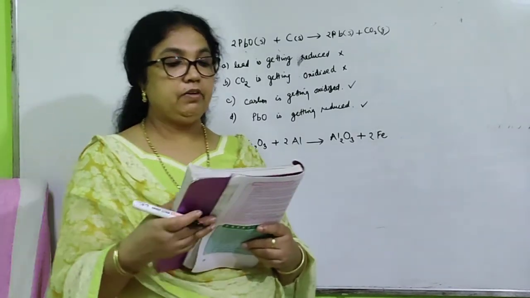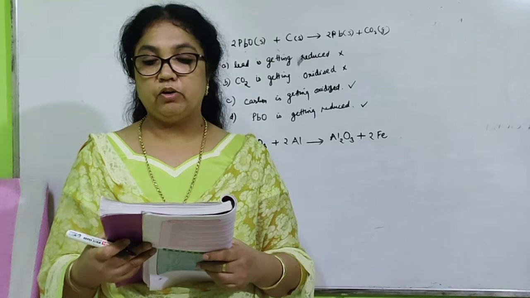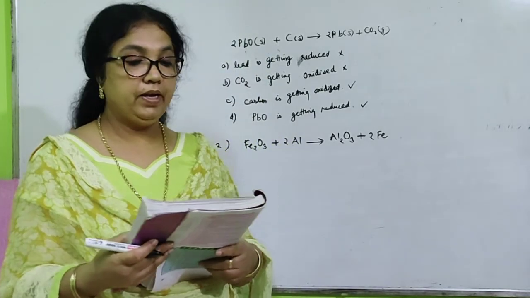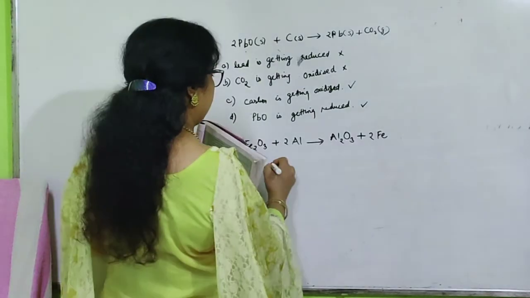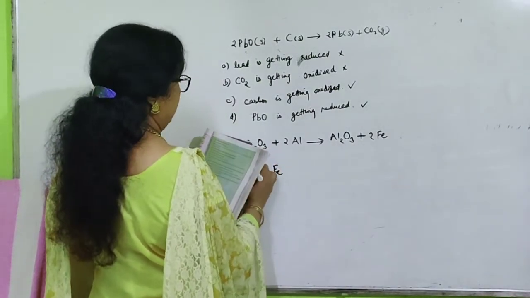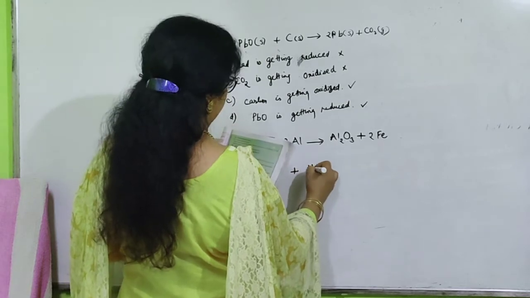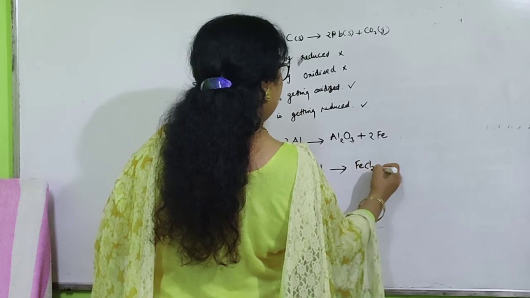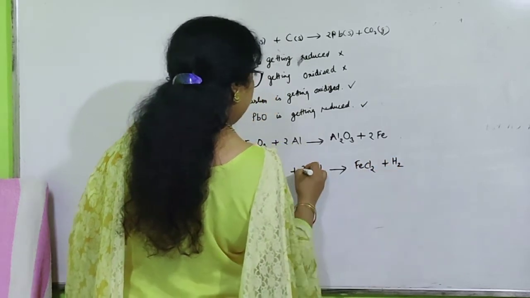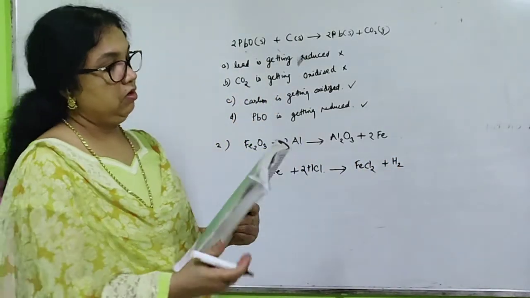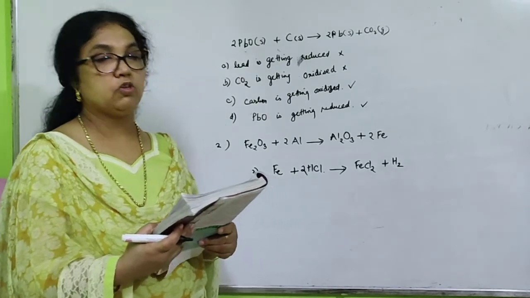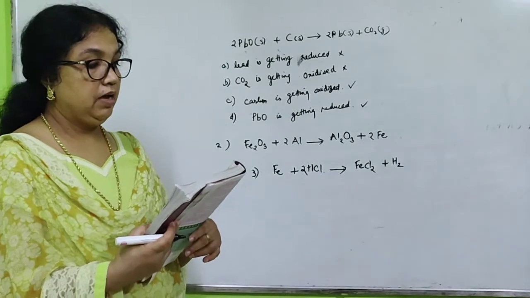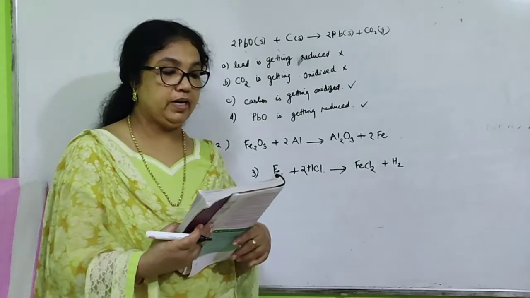Now the third one: what happens when dilute hydrochloric acid is added to iron filings? Fe plus HCl. What is forming? FeCl2 plus hydrogen. So hydrogen gas and iron chloride are produced. That is the reaction, so what is the answer? The first option: hydrogen gas and iron chloride are produced.